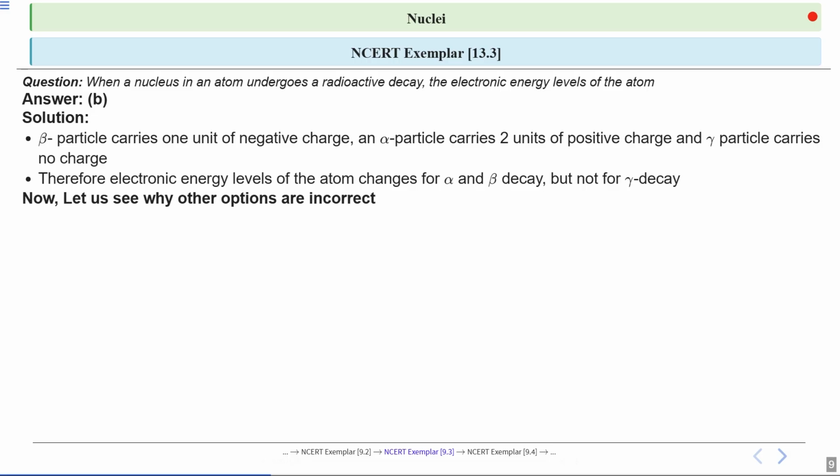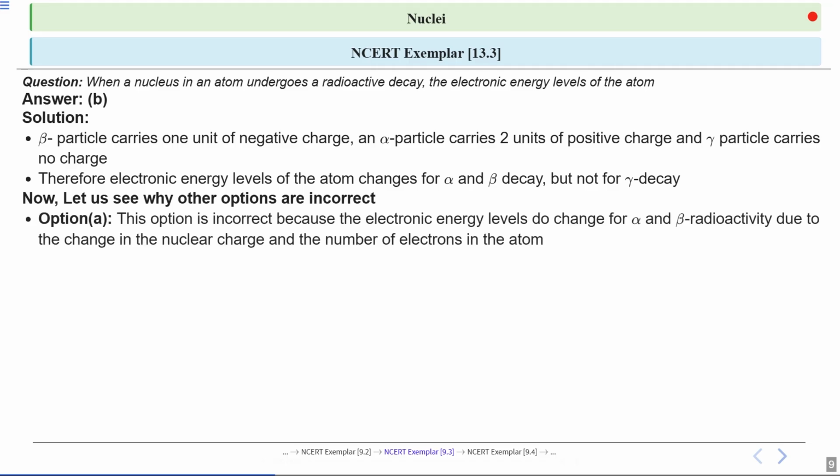Now, let us see why other options are incorrect. So, when a nucleus decays by emitting alpha or beta particle, it changes the atom's nuclear charge. For alpha and beta decay, this alters the electronic energy levels. Gamma decay doesn't affect charge, so energy level stays the same.